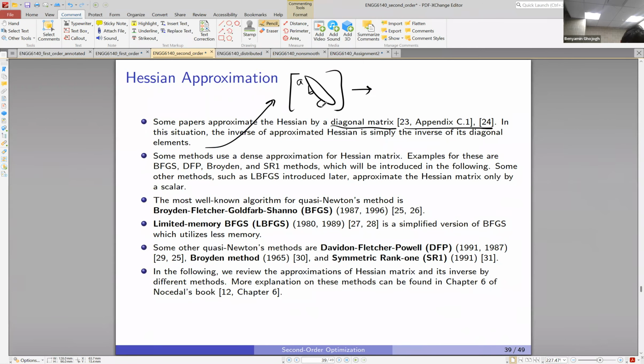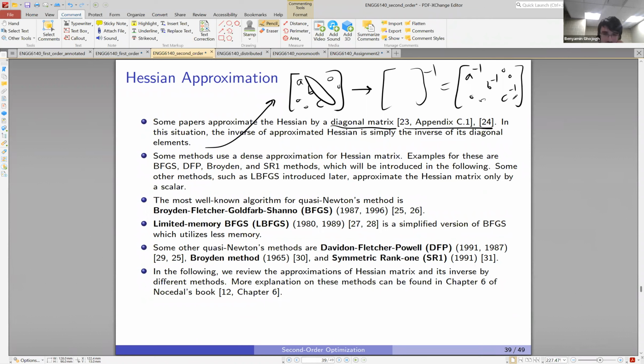They'd be A, B, C, and these are 0. Its inverse is this: A inverse, B inverse, C inverse. It's a lemma. You can look it up. When we have a diagonal matrix, its inverse is the inverse of its diagonal elements.